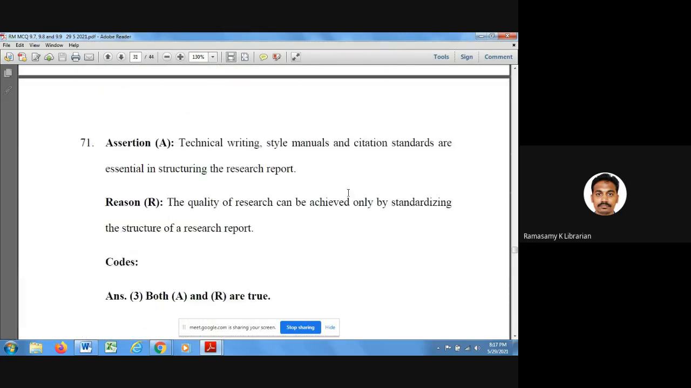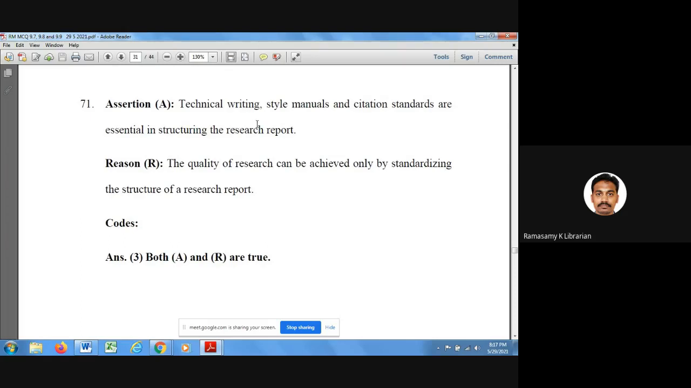Okay, fine. Then, technical writing, style manuals and citation standards are essential in structuring the research report. Yes, true. The quality of research can be achieved only by standardizing the structure of a research report. This is wrong. I'm sorry, here is a mistake. You convert this into false. A is correct, R is false, because we cannot say that only by structuring a research report you can achieve high quality of a research report. That is not possible. So A is right, R is wrong. I'll correct this and then I'll send the PDF to your Manoj sir.